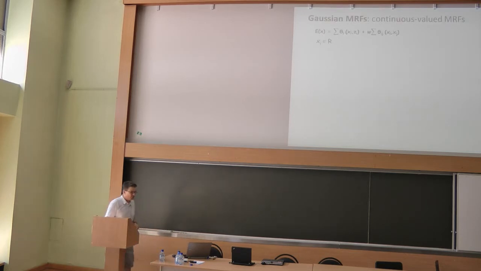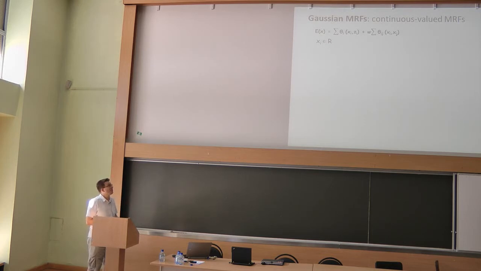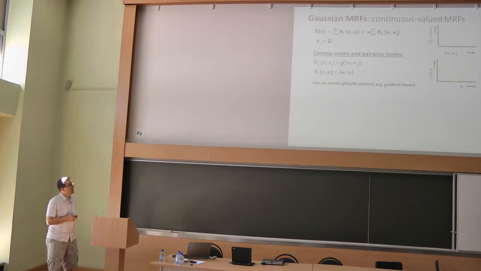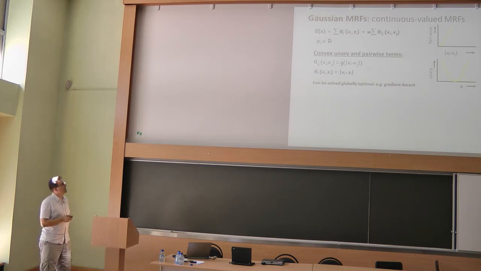So Gaussian MRFs or continuous valued MRFs are quite popular, though actually not so many people have worked with these models, and I think it deserves a bit more attention because they might be quite powerful. So here is an energy with again a unary and pairwise term, where now the x_i is a continuous variable. Here the unary and pairwise terms are of a Gaussian form. Or in general, if they're of any convex form, you can get the global optimum during optimization.